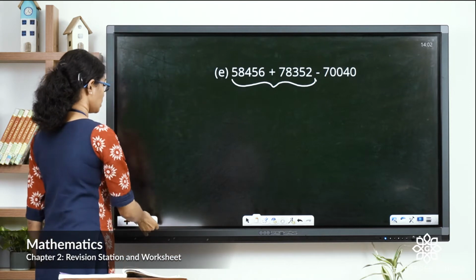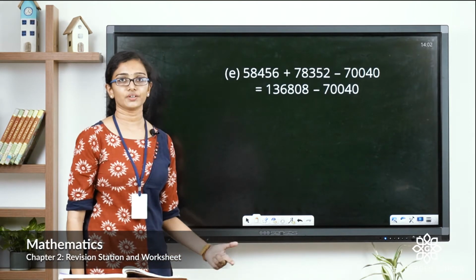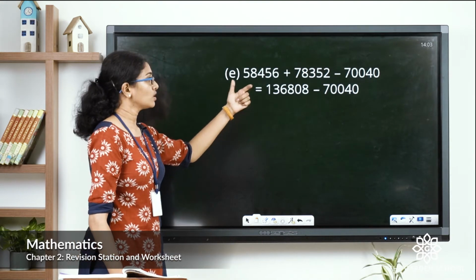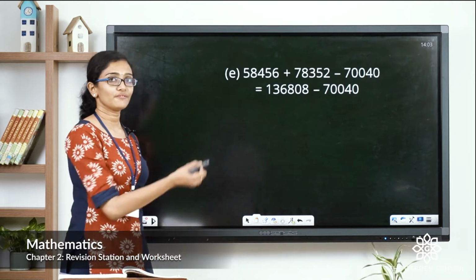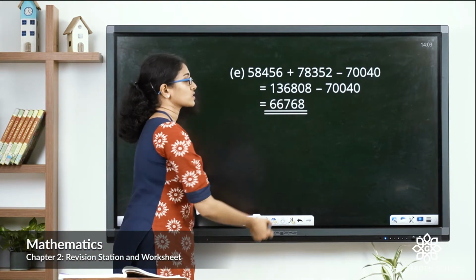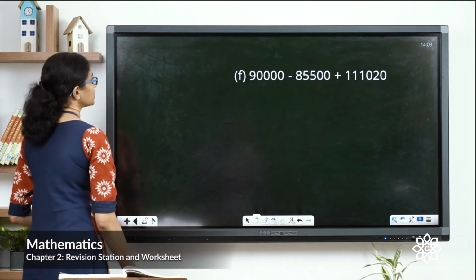After addition, you'll get the sum 1,36,808. Then the remaining subtraction part. So let's subtract the subtrahend from this sum, giving you the answer 66,768. Now the last one, question F.